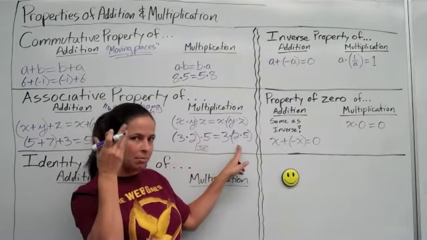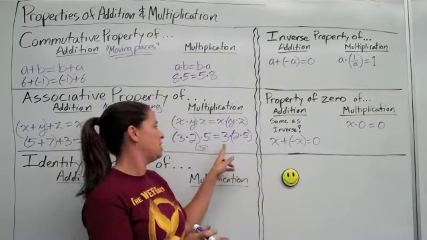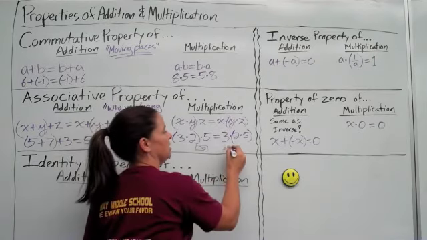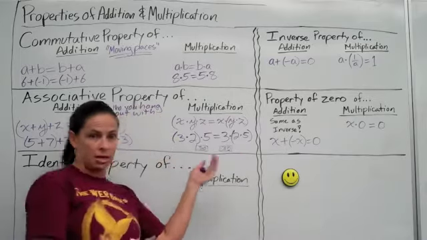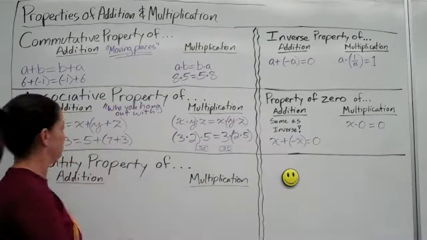But my brain works a little bit better if I do 2 times 5 first, which is 10, and then times 3, and I still get 30. Okay? So, associative property is changing who you hang with.